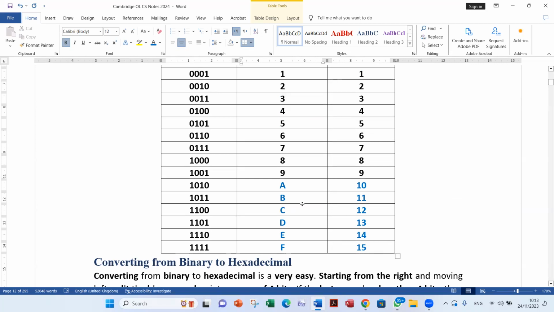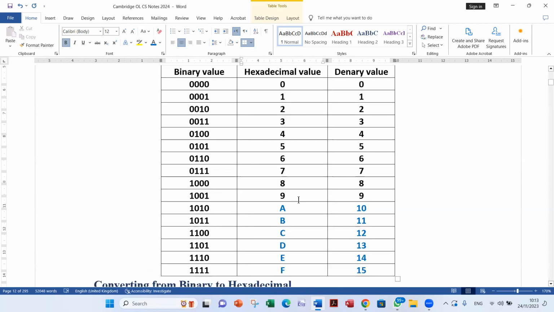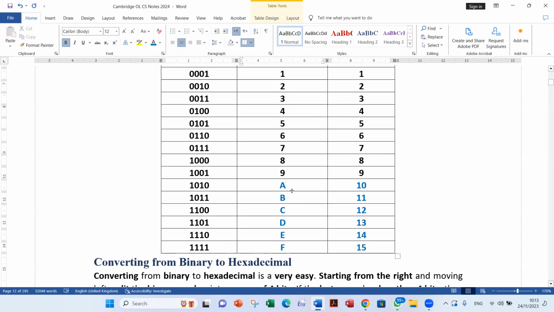Until you memorize them, when you are doing an exercise, you just write A, B, C, D, E, F, and beside it 10, 11, 12, 13, 14, 15. You end with F, that is 15. We definitely need that, because a number in hexadecimal could be 5A. What is that 5A? The 5 is 5 and the A is 10.